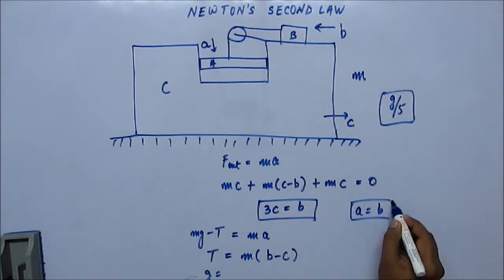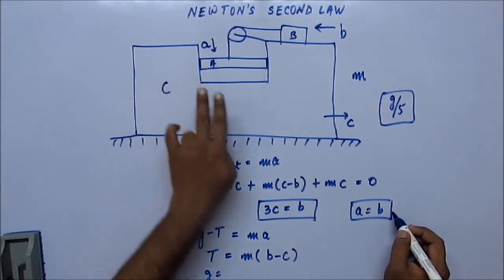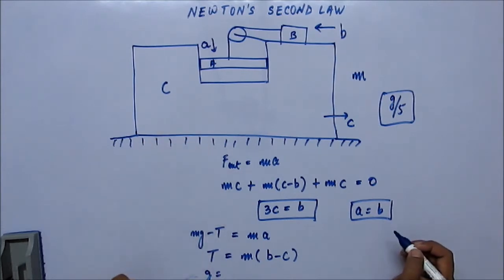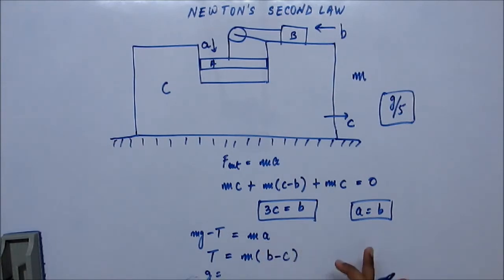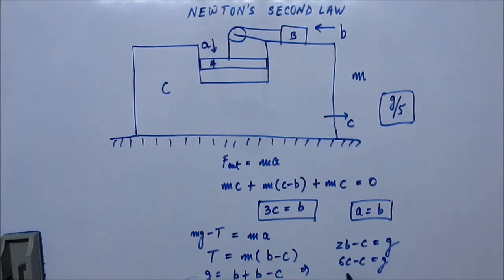From the relation of constraint, the distance by which A goes down, by the same amount of distance B has to go towards left, because the string is remaining taut all the time. So what we can do is we can replace this a by b. So what we're going to get is b plus b minus c. So this gives us 2b minus c is equal to g. And from here we have b is equal to 3c. So this gives us 6c minus c is equal to g, or c is equal to g by 5.